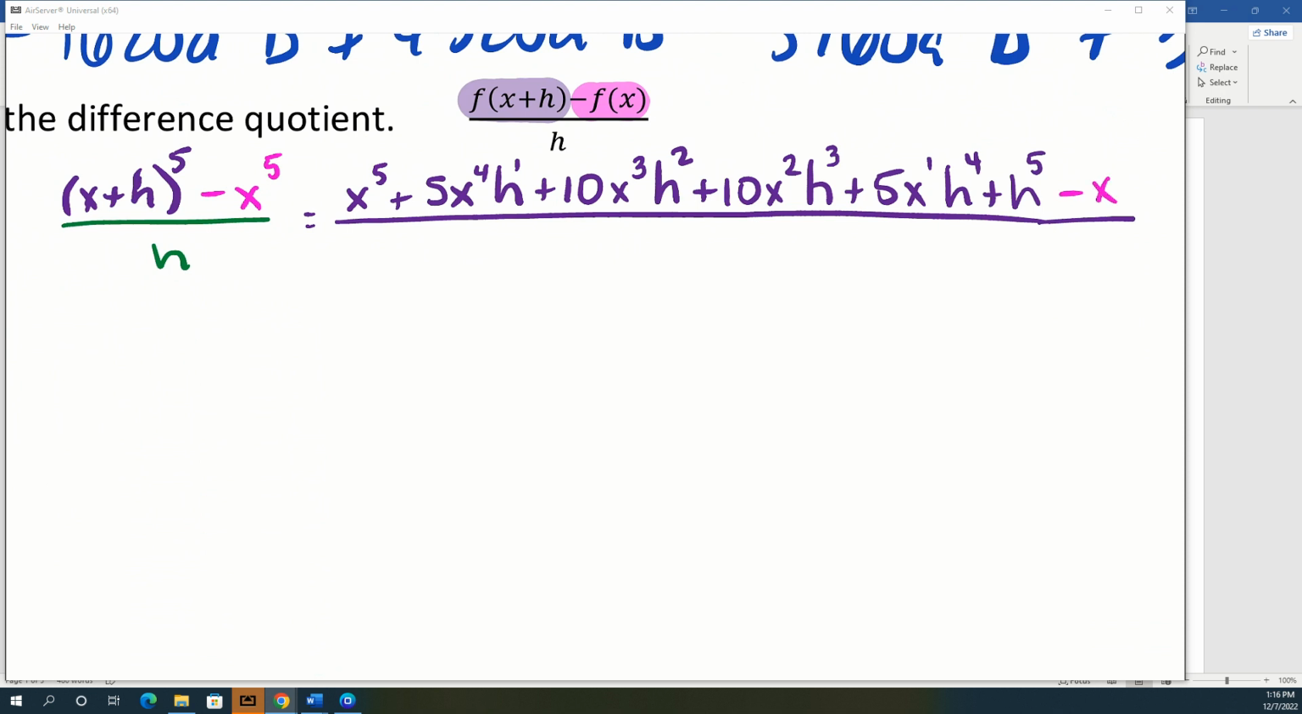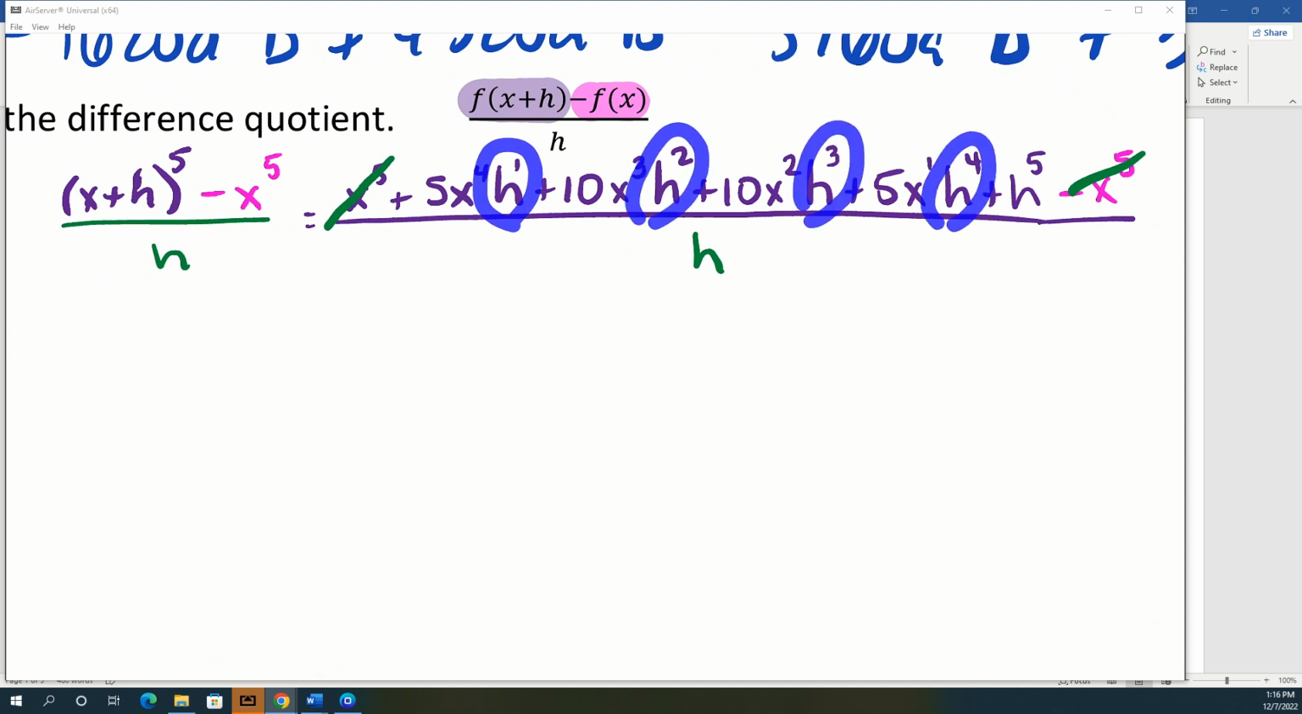Right? And then we're going to subtract the original function from it, and eventually we're going to divide by h. Now, when we did this before, it kind of worked out the same way. This step right here, everything that doesn't have an h ends up subtracting away. So x to the fifth minus x to the fifth becomes 0. And now that everything has an h, I can reduce all of these h's.